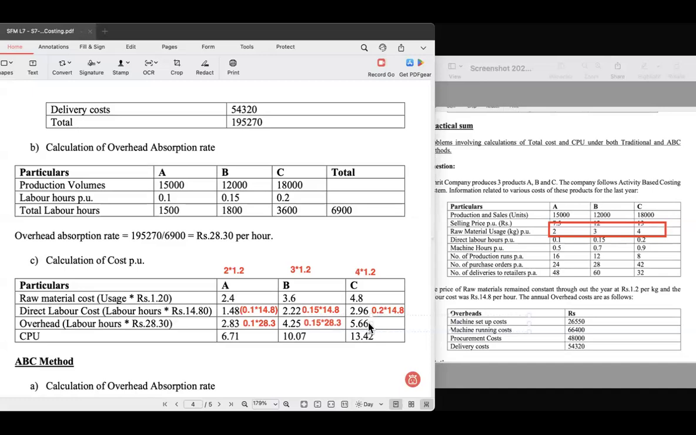And then finally, 0.2 into 28.3. Everyone, please calculate. And see whether you got the answer right.